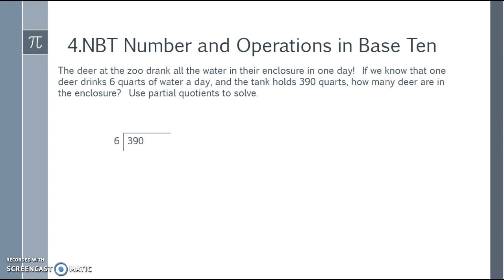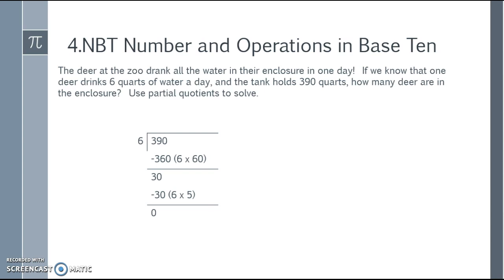So I'm going to set this up just like a regular long division, but I'm going to do it a little differently than we're used to. So I'm going to think, 6 times how many tens gives me the biggest number I can have? Well, 6 times 60 would give me 360. If I did 6 times 70, I would end up with 420, so too many. So 6 times 60 gives me 360. When I take 390 and subtract 360, I'm left with 30. I know that 6 times 5 is 30, so 30 minus 30 gives me 0.